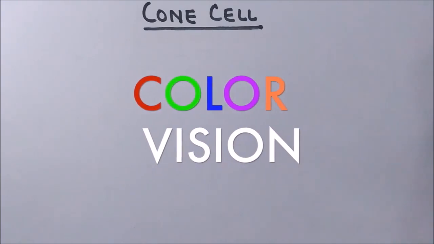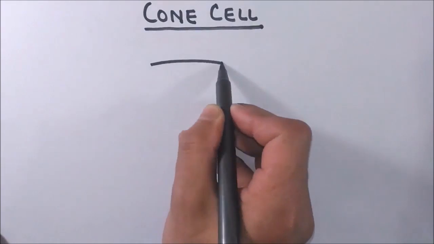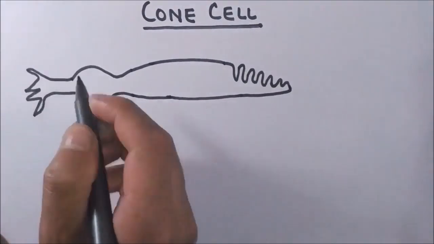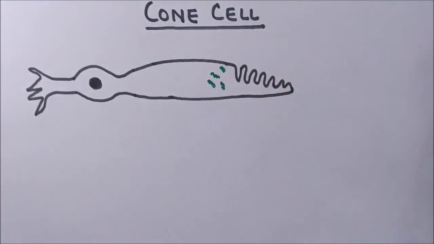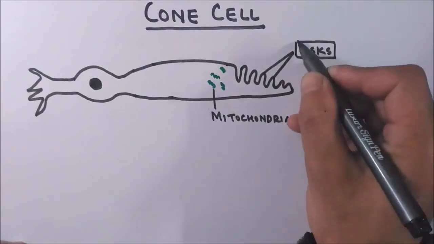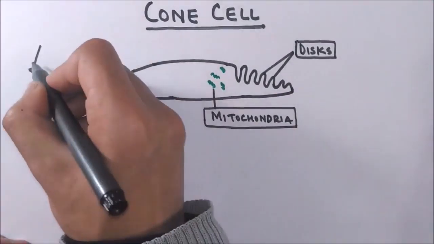Now let's come to cone cells, which are responsible for photopic vision and color vision. Now the body of the cone cells has mitochondria and various discs, and there is a nucleus, and these are the synapses.